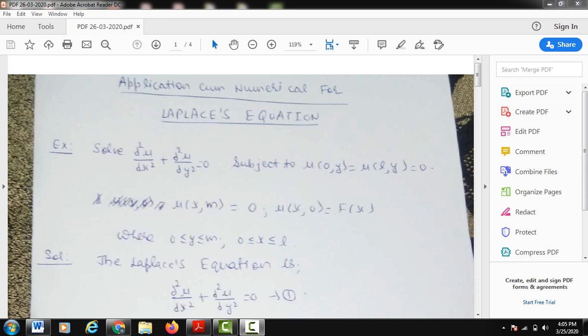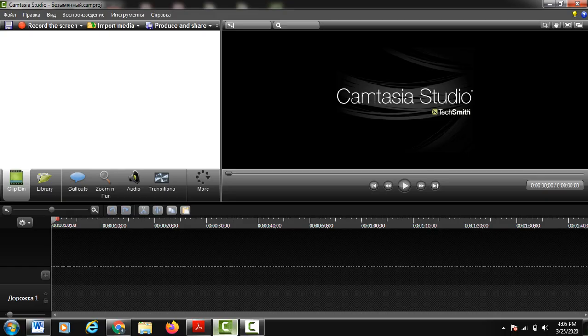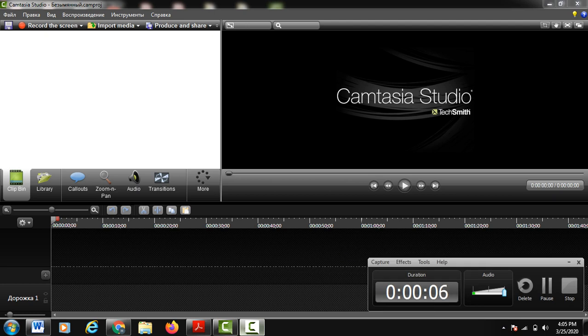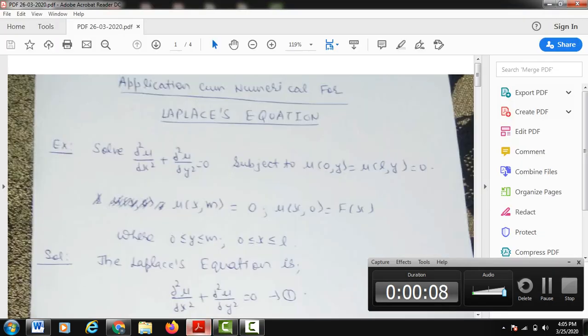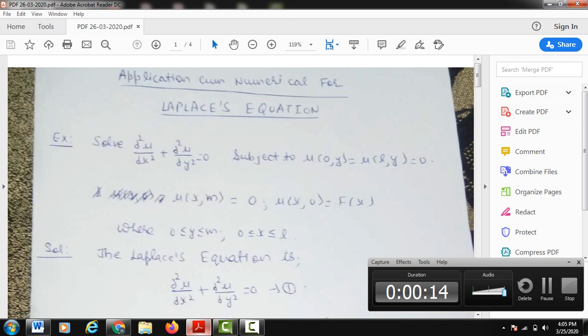Welcome to all. Today's lecture is on the application of the Laplace equation. Yesterday I discussed the derivation with you. Now I am going to discuss its numerical application.